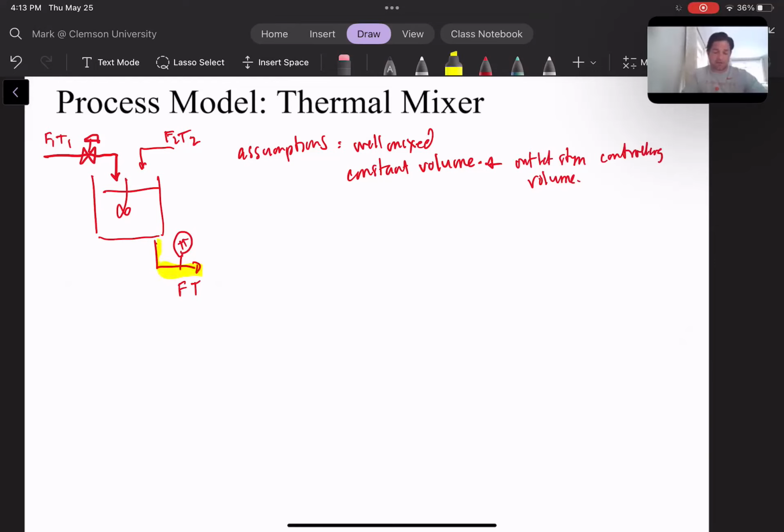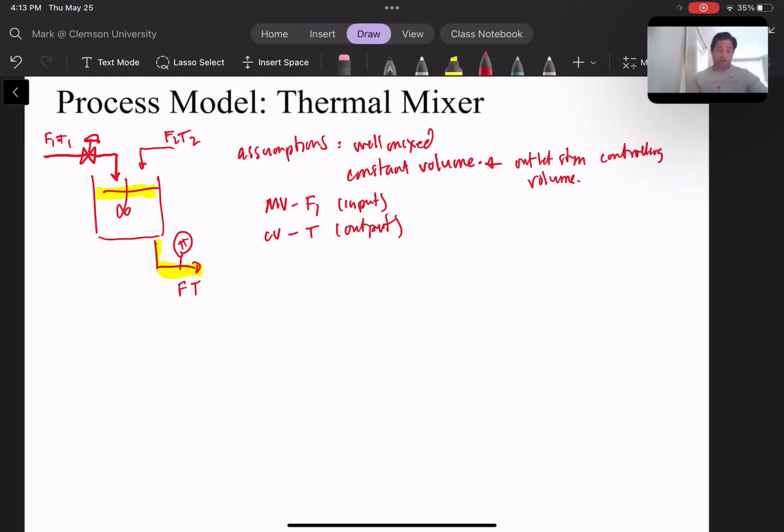We use this flow to keep the volume constant, and we're going to look at varying the flow rate of F1. So our manipulated variable is F1, which is our input, and our controlled variable is T, which is our output. So we want an equation that relates how changes in the input F1 affect changes in the output T. Okay, so what do we need?